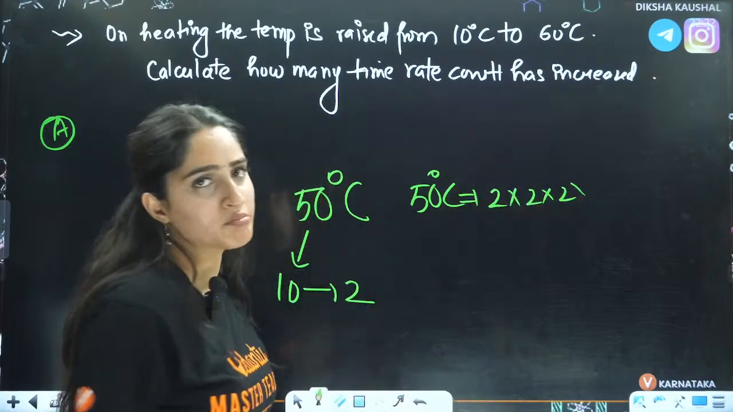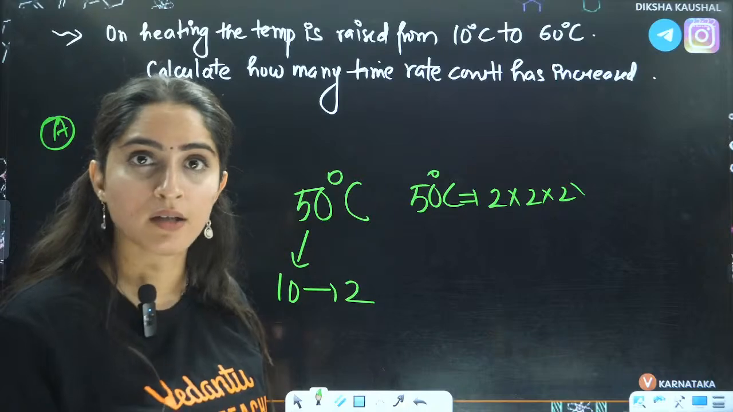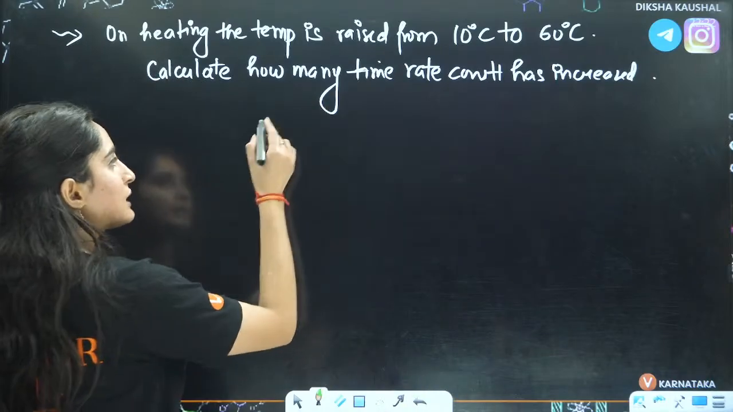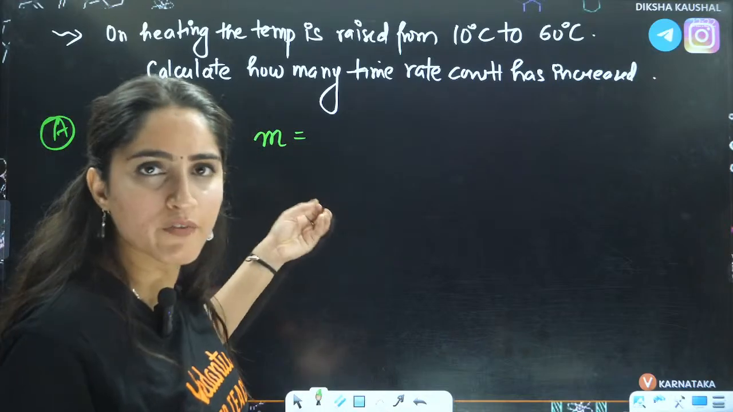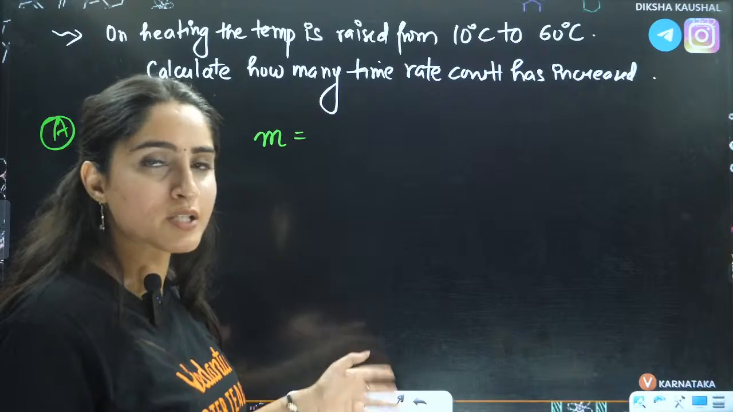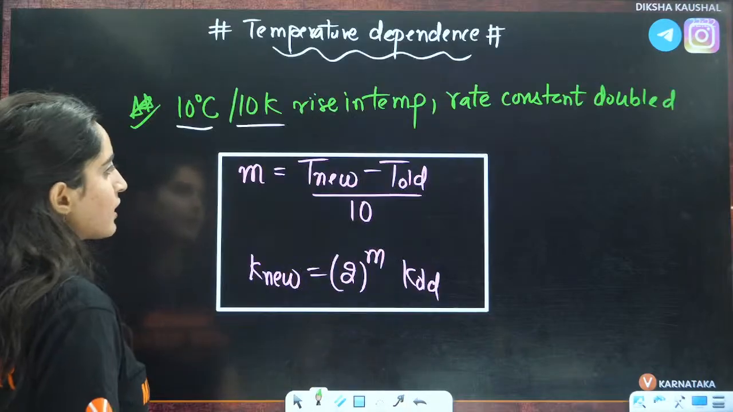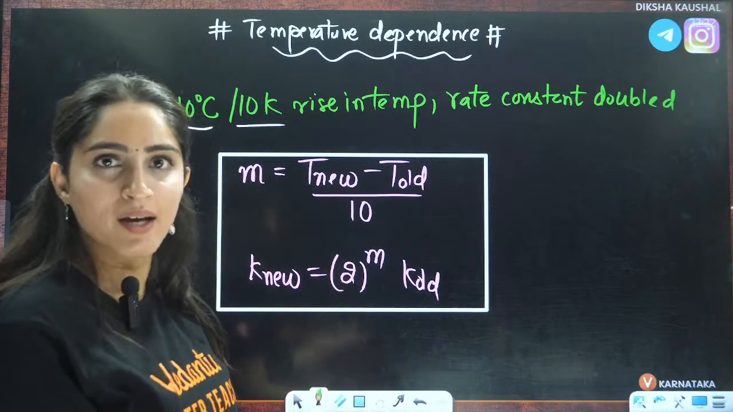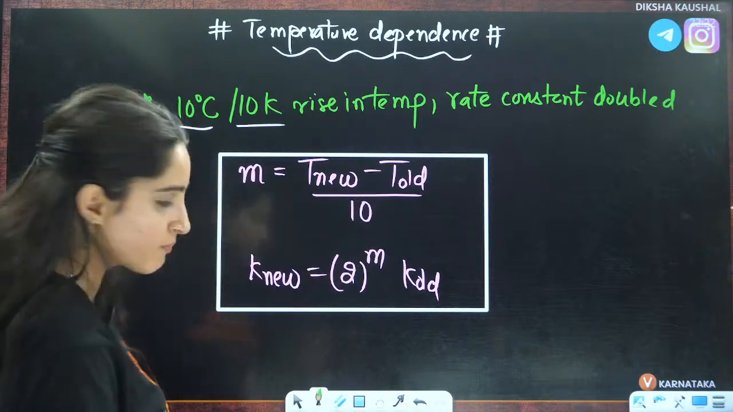And some of you might not be able to understand this, right? You will be like, ma'am, I got puzzled. So the simple way of doing this is to calculate the value of m. I don't know what m is. I have just given you a number m, because I told you this is not a bookish trick. This is what I have made. So m is not any constant, m is just a number, which is the new temperature minus old temperature divided by 10.